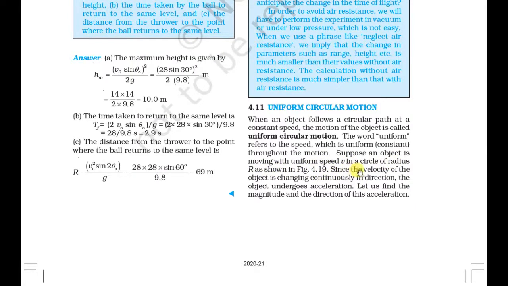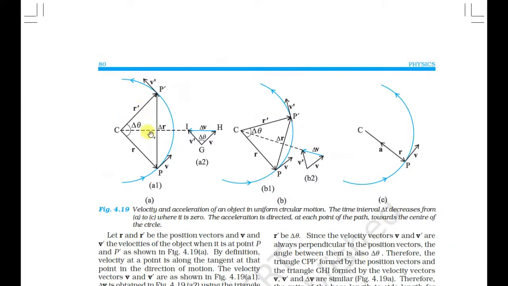Since the velocity of the object is changing continuously in direction, the object undergoes acceleration. Let us find the magnitude and the direction of this acceleration. Now see the figure here. C is the center of the circular path, r dash is the position vector of P dash, and r is the position vector of P.